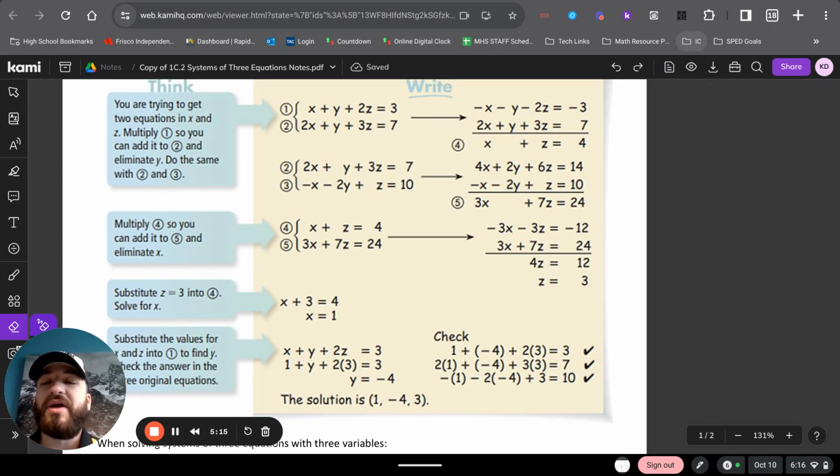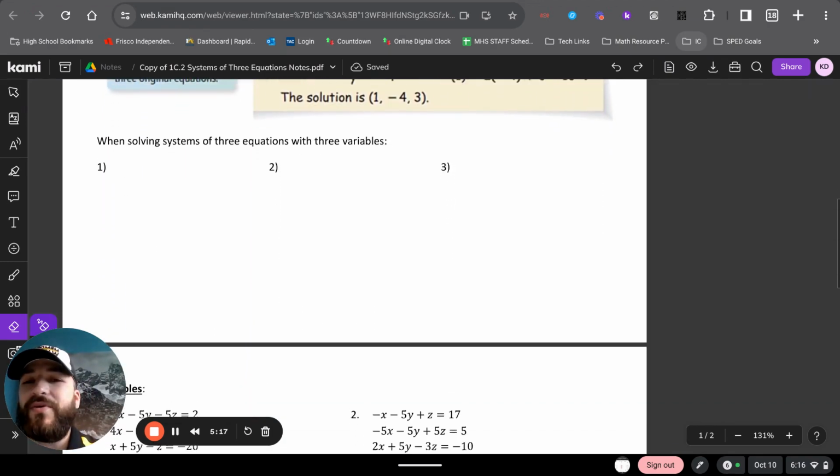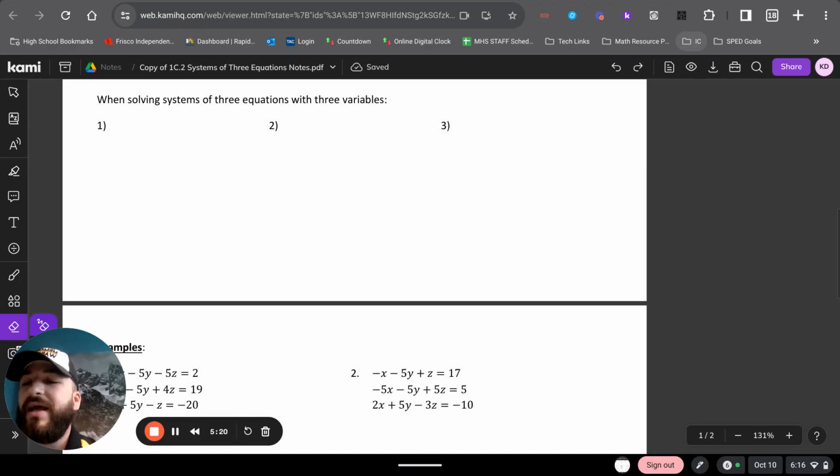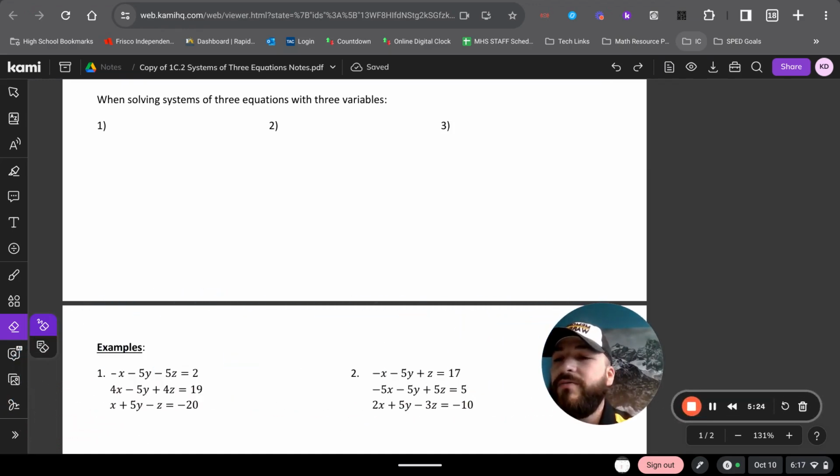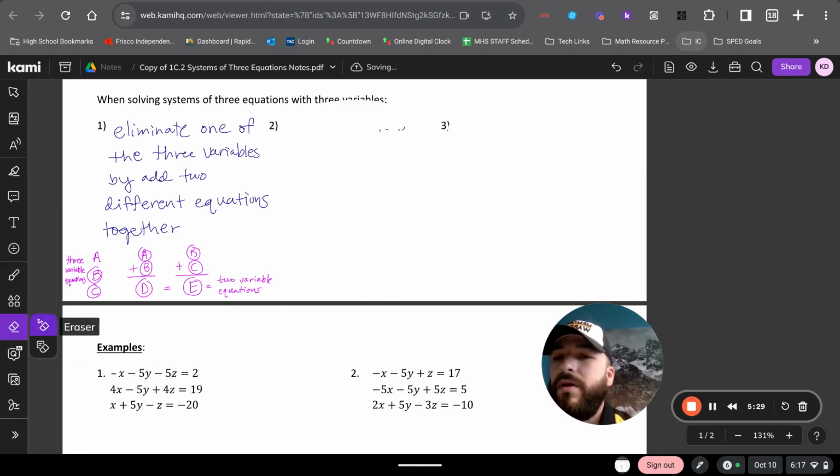Okay, so I know it's a lot, but just to help you keep everything straight and compartmentalize everything, here are some easy steps to follow. The first thing we want to do is eliminate one of the three variables by adding two different equations together. If we have those three variable equations, A, B, and C, then we're going to add, for instance, the first two together to get D and the second two together to get E. So we end up with two variable equations.